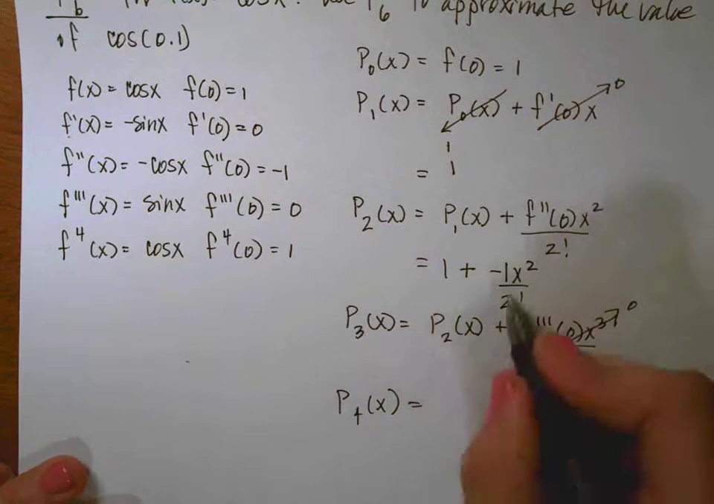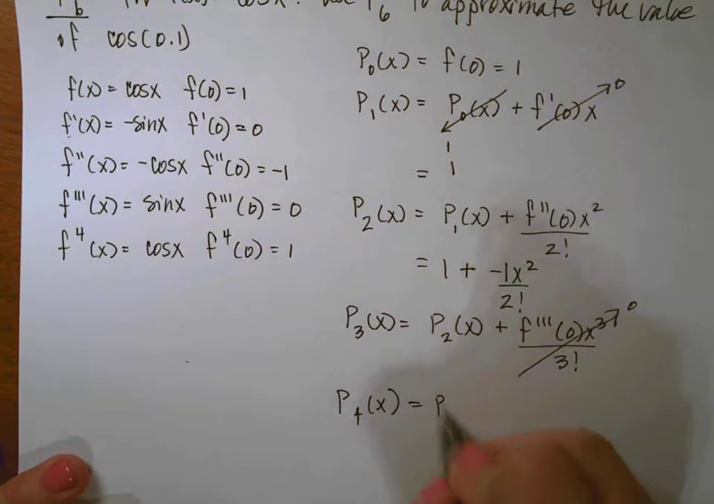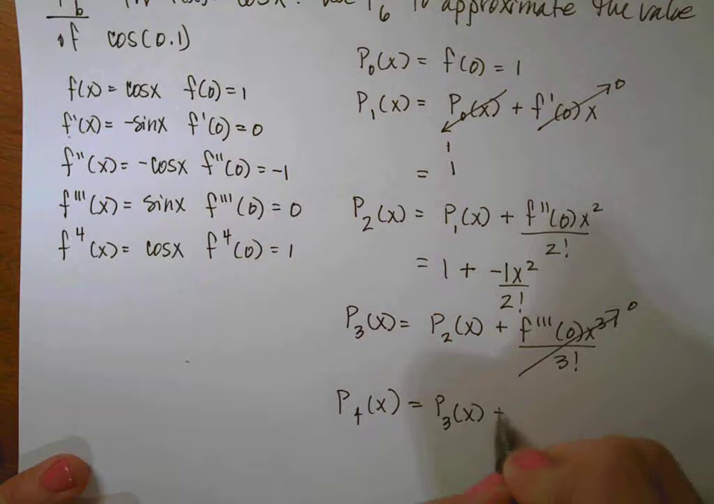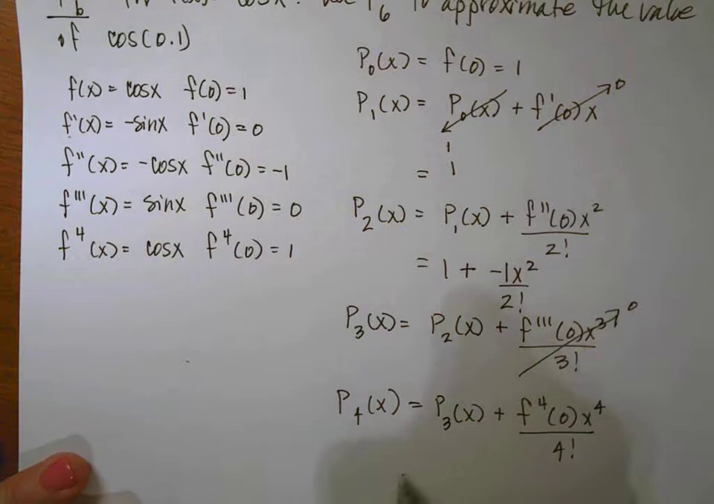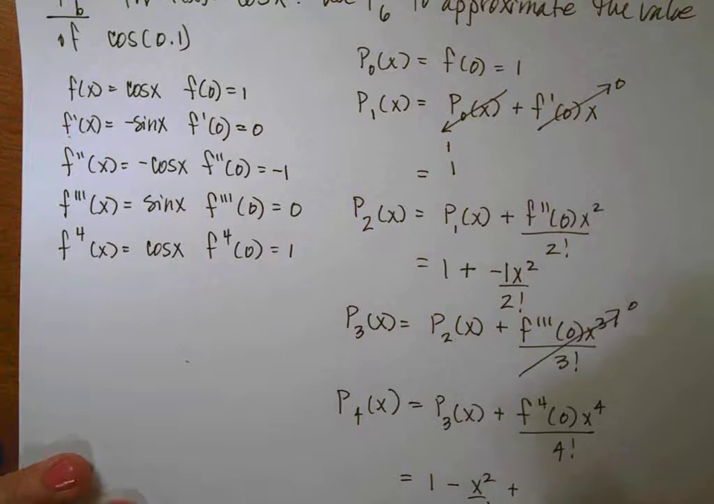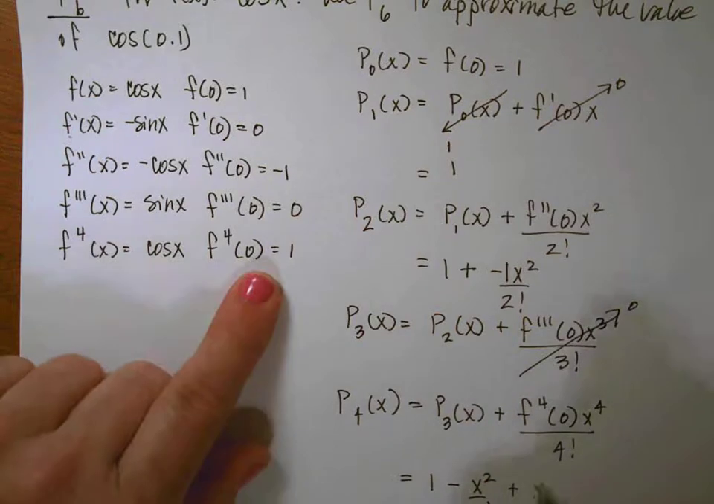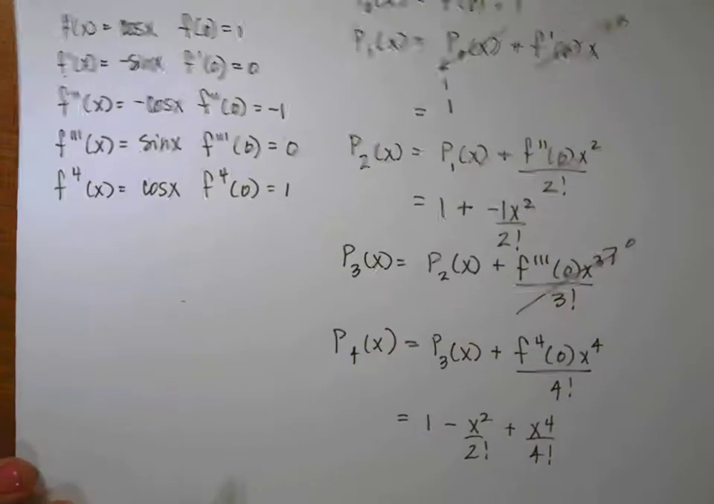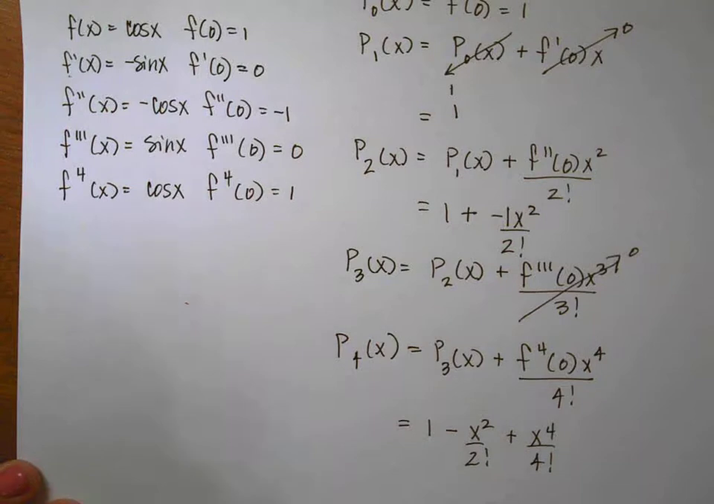So then my fourth degree polynomial is going to be, turn the page so I don't screw something up, the previous polynomial, so p3 of x plus the fourth derivative evaluated at 0, x to the fourth over 4 factorial. So this is 1 minus x squared over 2 factorial, because that was p2, and then it was p3, and then plus the fourth derivative is 1, so x to the fourth over 4 factorial.